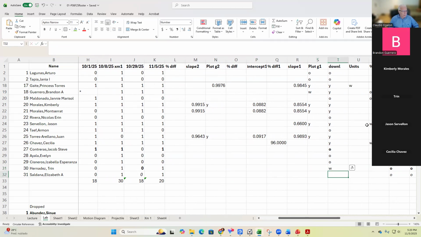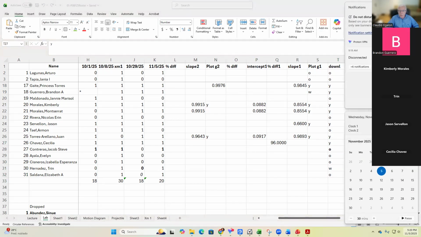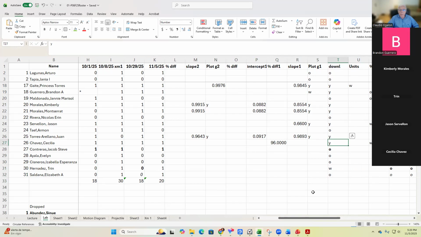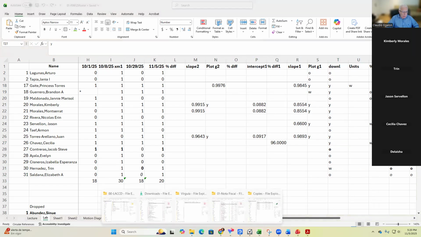What about Elizabeth? Are you there, Elizabeth? I don't see Elizabeth here. Okay, so I'm gonna give you a little bit more time. We have plenty of time today, huh? Professor, sorry. Can you look at my chart? I think I'm doing something wrong. Sorry, group 4. Okay, group 4. Let's go get that.